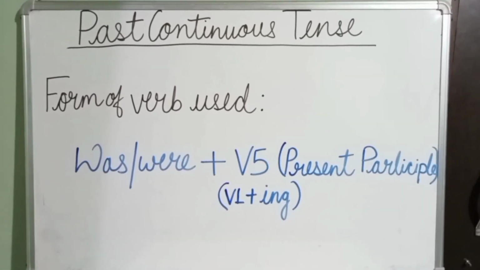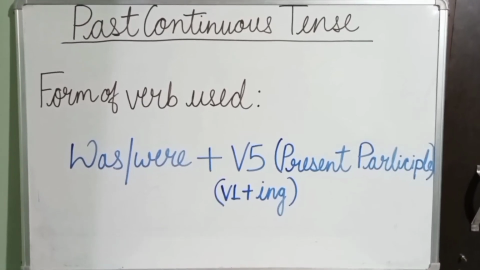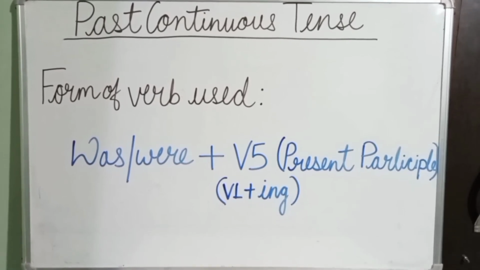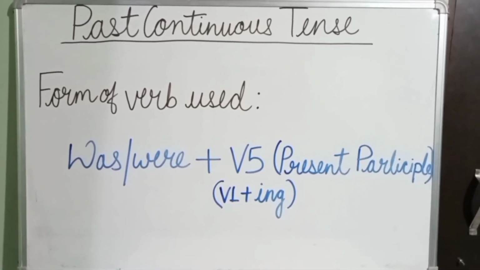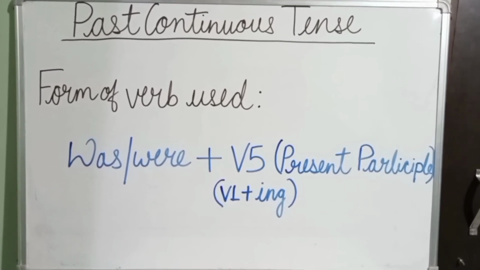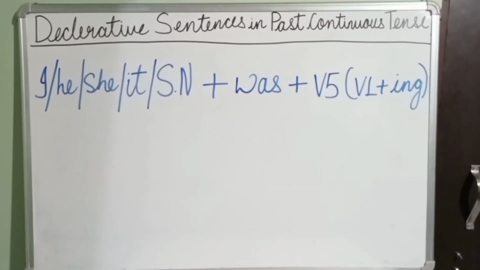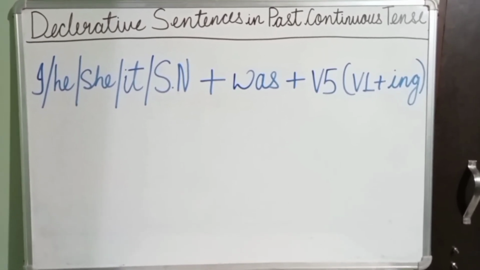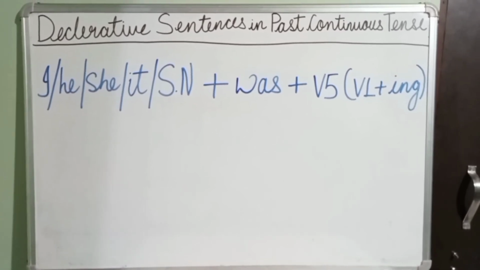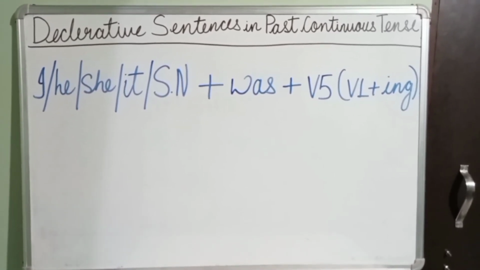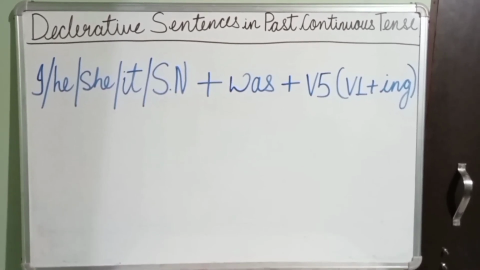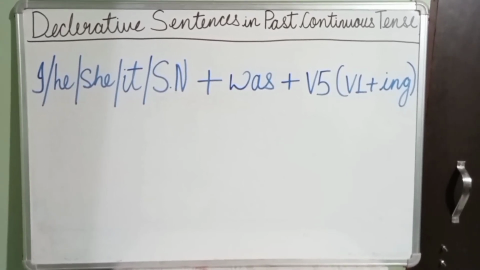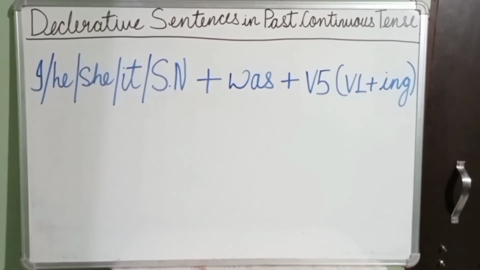Now, the form of verb to be used in past continuous tense. Here, we have to use the auxiliary verbs was or were with the fifth form of verb, that is V1 plus ing. Now children, let us see the rules for making declarative sentences in past continuous tense. So here, with the single subjects like I, he, she, it, or single noun, we have to add was plus the fifth form of verb. Let us see some examples.